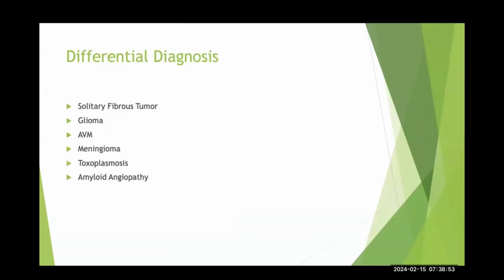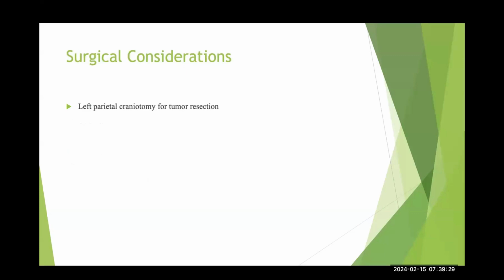Okay, so a couple of different options here. Solitary fibrous tumor, we're suspecting it's coming more from the dura, same with meningioma. AVM, as we discussed, is less likely based on the angio findings. Glioma, also things like toxoplasmosis, given his HIV history and opportunistic infections. And then, as you mentioned initially, a lobar hemorrhage could be something like amyloid angiopathy in the elderly. So a pretty broad differential here. It could be a number of different things, but we're most likely suspecting some sort of tumor. So a left parietal craniotomy was done for tumor resection. And then here is the pathology.